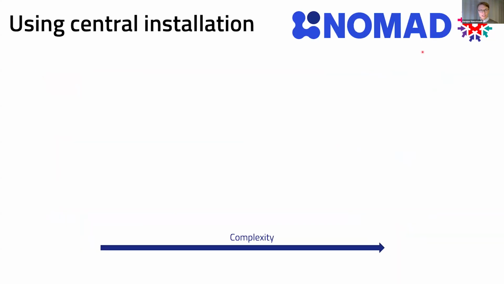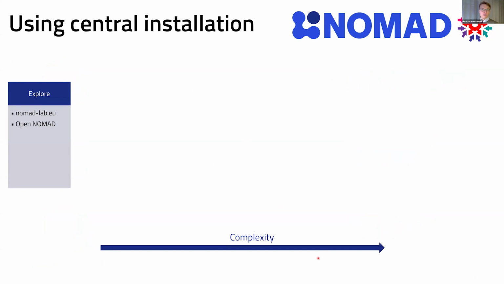So if we start here on the central Nomad, so using the central installation, a little bit in the order of complexity, the first thing that you can just do if you want to start using Nomad today is that you can go to the Explore view, like I showed you before. So you just head to nomadlab.eu and you click Open Nomad. And then directly you can start to use Nomad, in the sense that without even logging in, you can view data, you can explore what people have done in your field, you can search for different data and so on. So that's the very, very easiest first level that anyone should be able to do.